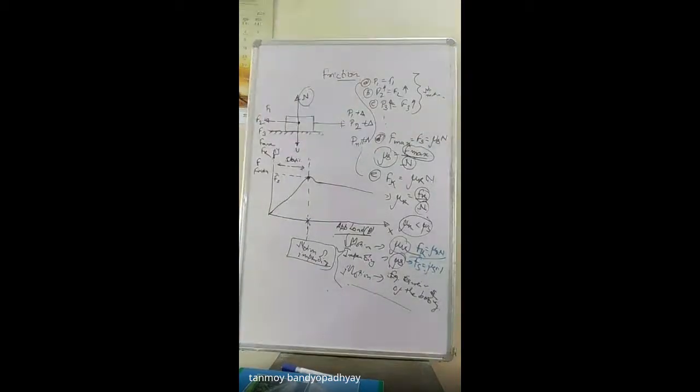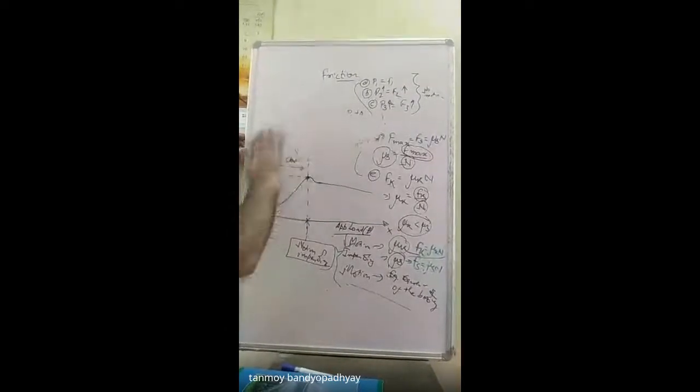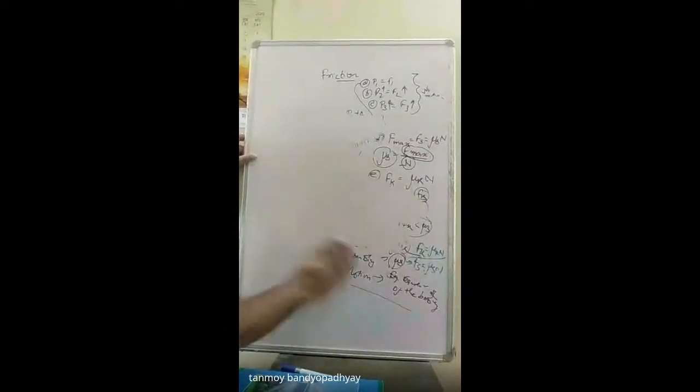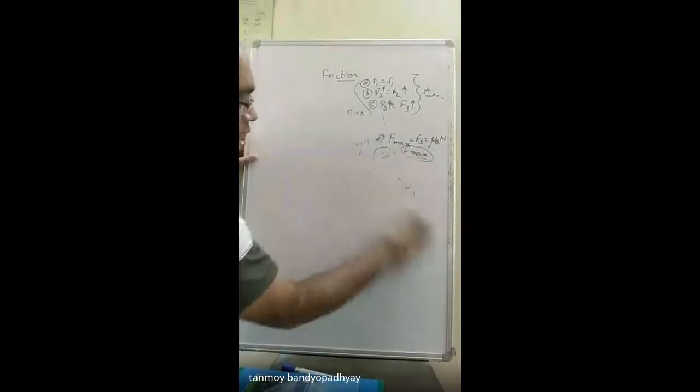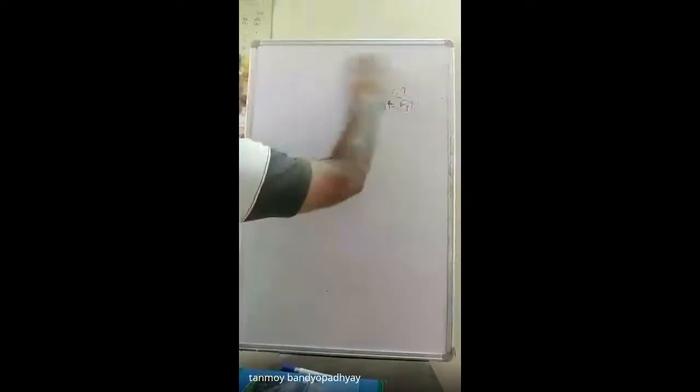So let's start with the problem so that the things become clearer. We'll be starting with problem number 6.1. As you can see, it's a relatively simpler problem. There is a weight, and the weight is given. The weight is 200 pounds.